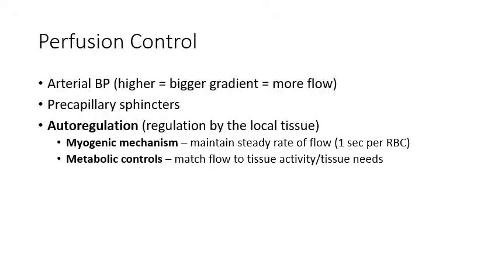The myogenic mechanism, the purpose of it is to maintain a steady flow of blood or a steady microcirculation through the capillary bed. In general, 1 second per red blood cell is what's ideal. The metabolic controls are a little bit different. They're designed to match the microcirculation to the needs of the tissue at that time, depending on how much oxygen the tissue is consuming. And we'll go through both of those right now.